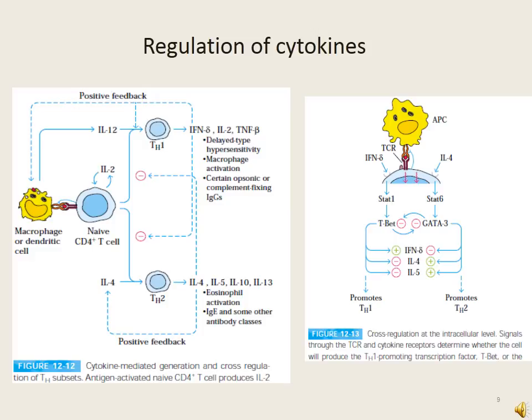Okay, but on the right hand side, if the T cell is activated or receives interleukin-4, a different signaling pathway, STAT6, will be activated, and then another type of transcription factor, GATA3, will be activated, and then this T cell will proliferate to become Th2 and release different cytokines, as we know.